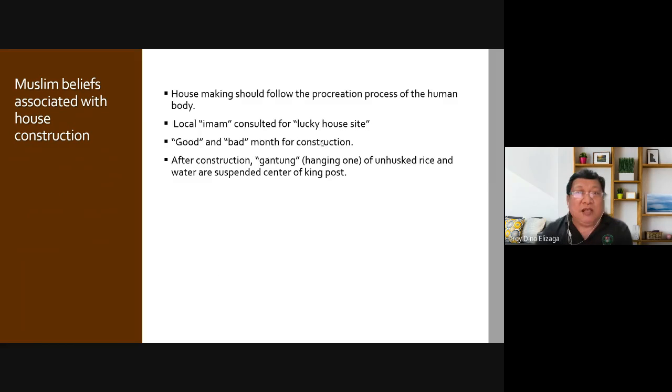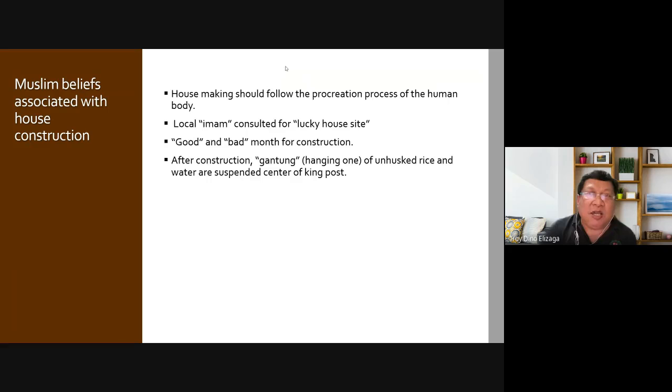So for the Muslims to make the house, you have to follow the procreation process of the human body. The sequence that I showed you earlier was supposed to be that procreation process, but I actually don't understand how that becomes a procreation process. But if you want to go deeper into that, you're welcome to look it up.